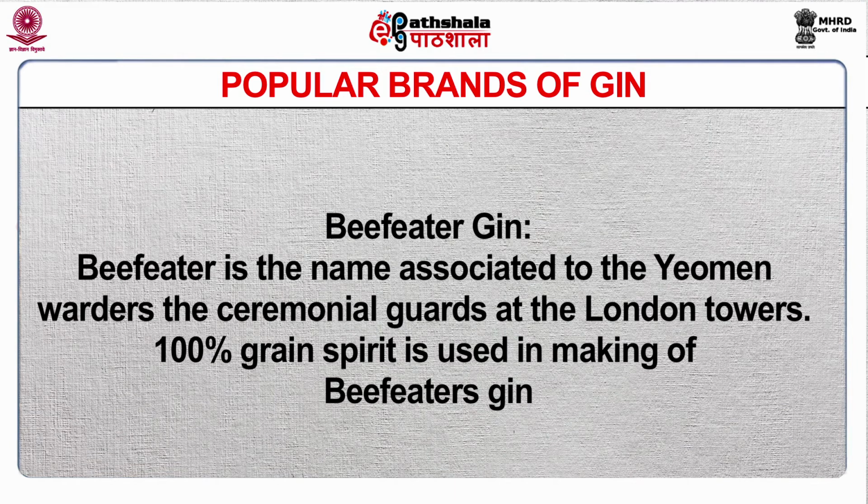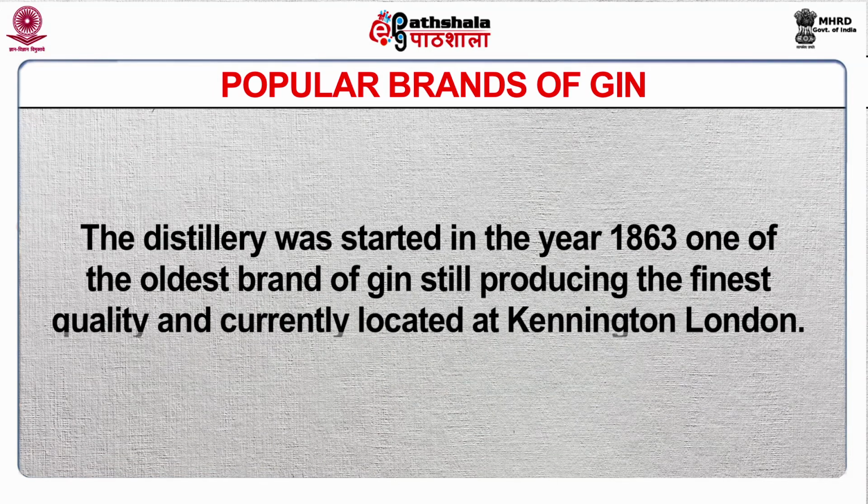Now the next one is Beefeater Gin, which is also a very famous brand of the United Kingdom. Beefeater is the name associated to the yeoman warders, the ceremonial guards of the Tower of London. 100% grain spirit is used in the making of Beefeater gin. The distillery was started in the year 1863. One of the oldest brands of gin, it is still producing the finest quality and is currently located at Kennington, London.